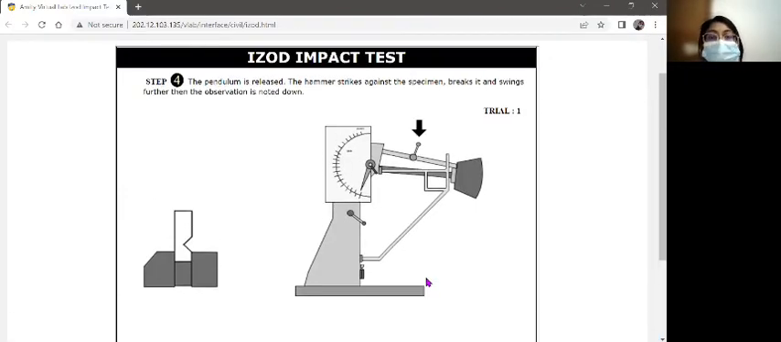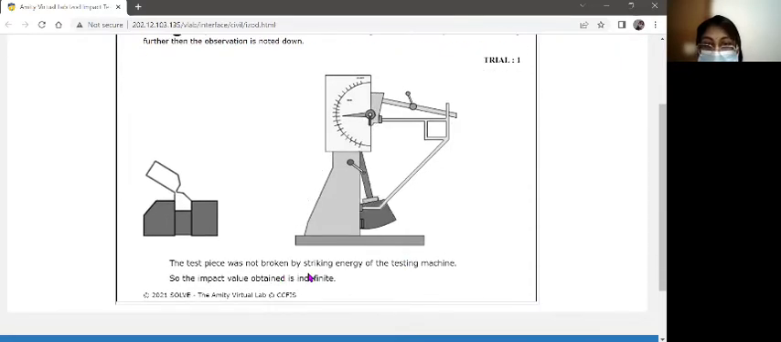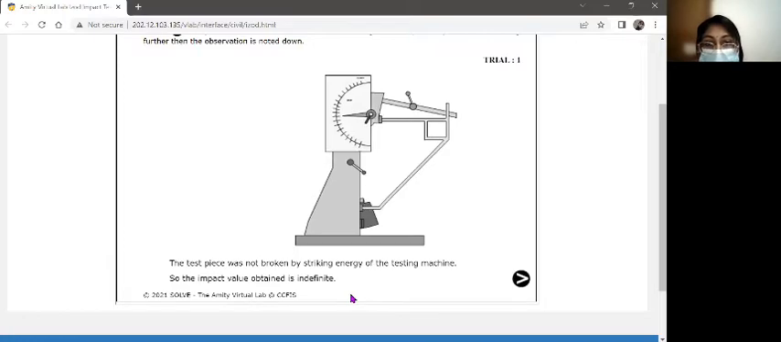Step 4. The pendulum is released. The hammer strikes against the specimen, breaks it, and swings further, and the observation is noted down. And remember, this is for trial 1. We can see that the test piece was not broken by the striking energy of the test machine, so the impact value obtained is indefinite.